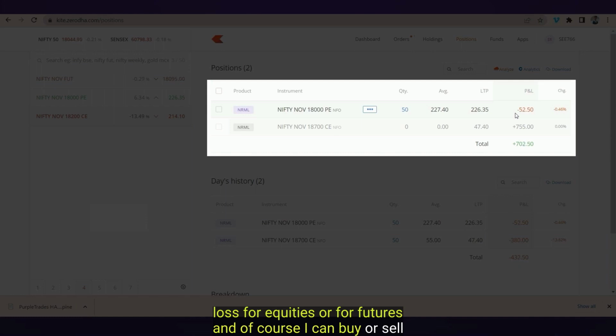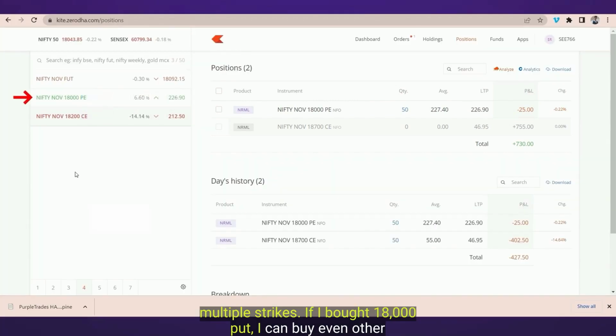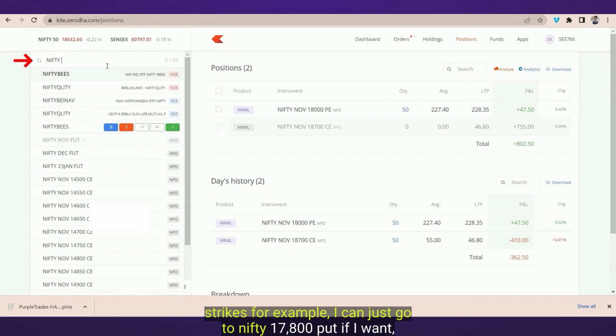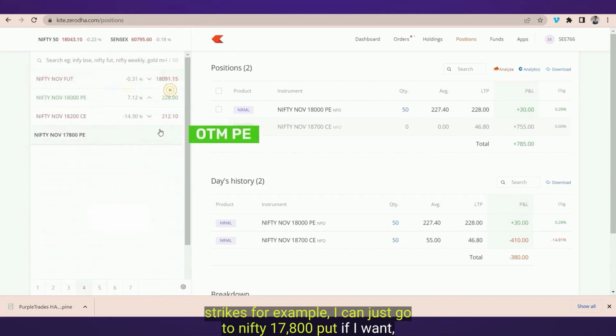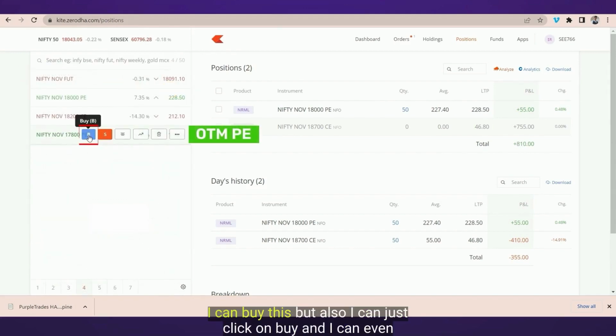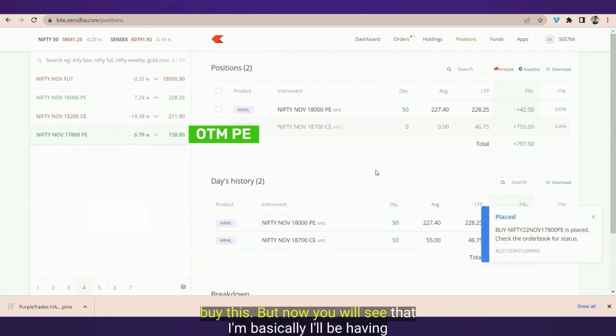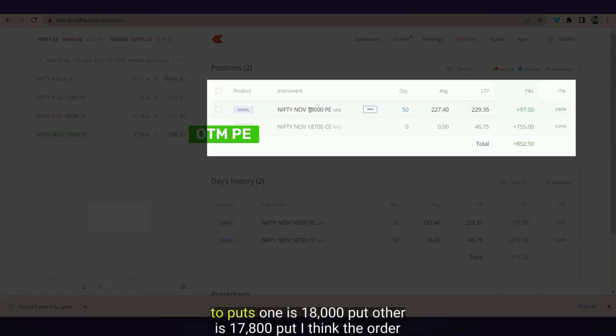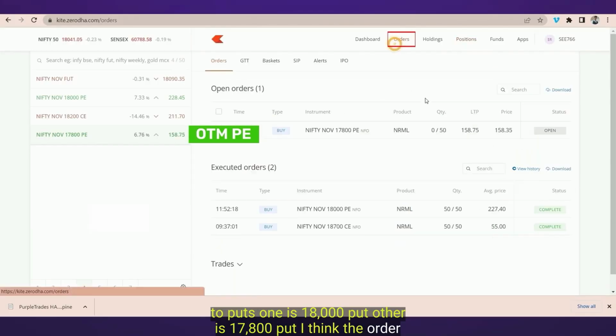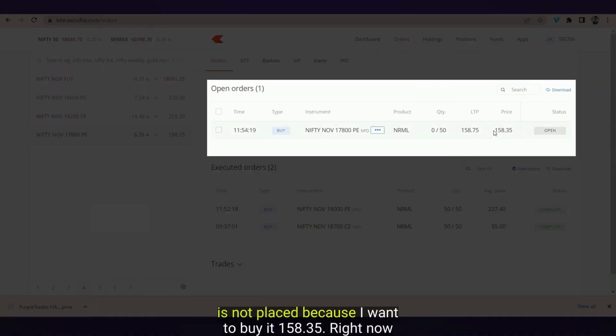And of course, I can buy or sell multiple strikes. If I have bought the 18,000 put, I can buy other strikes too. For example, I can go to the Nifty 17,800 put and click on buy. Now you will see that I'll have two puts: one is the 18,000 put, the other is the 17,800 put. I think the order is not placed because I want to buy at 158.35, and right now the price is 158.75.